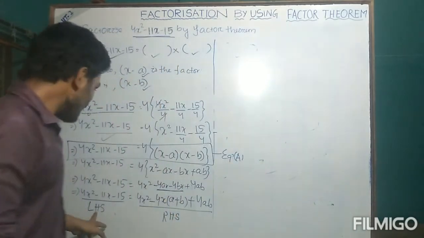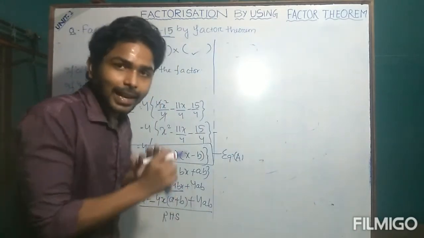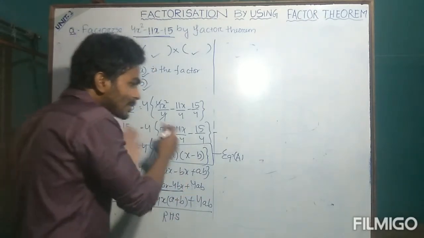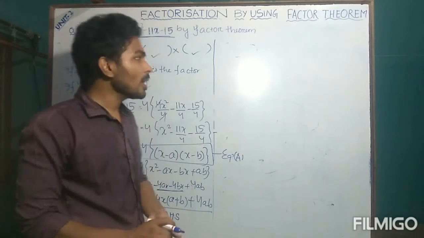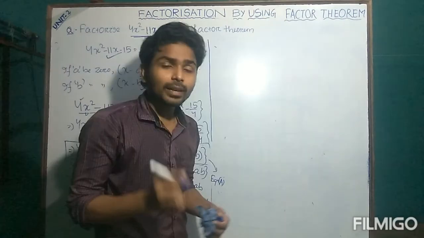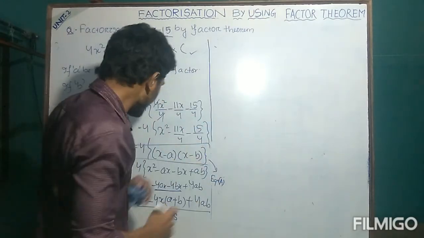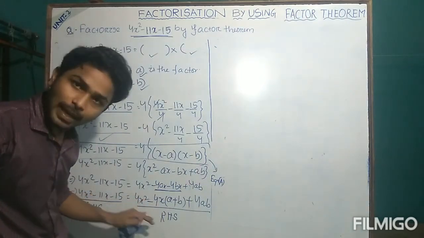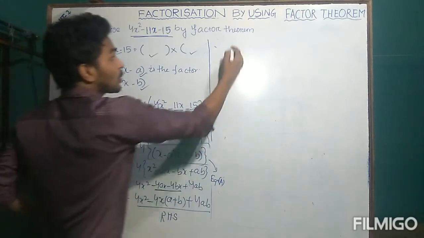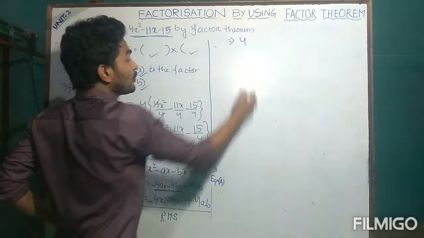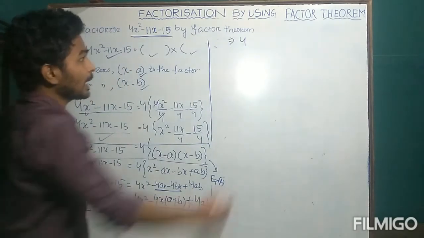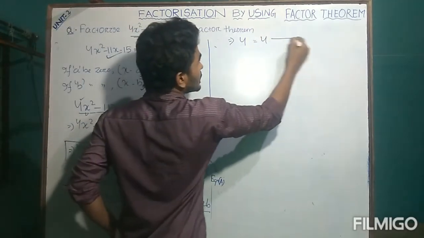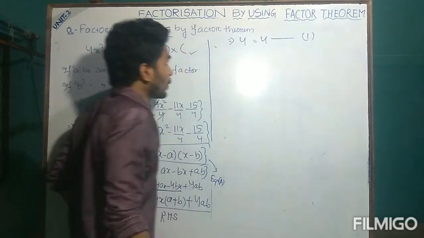So since LHS and RHS are equal, now we have to compare the terms of LHS with RHS. So let us compare them. Now we will compare the coefficient of x square of LHS with the coefficient of x square of RHS. And you can see the coefficient of x square of LHS is 4 and the coefficient of x square of RHS is also 4. This is equation 1.